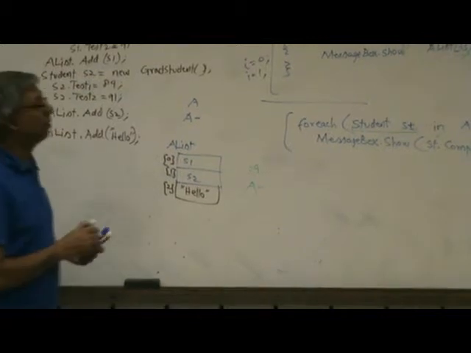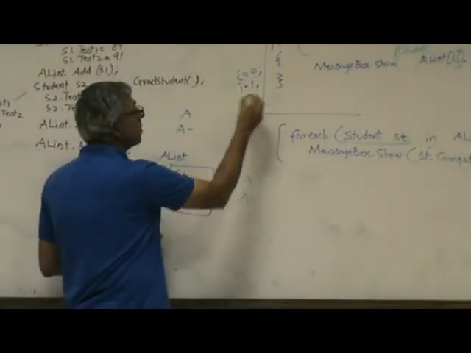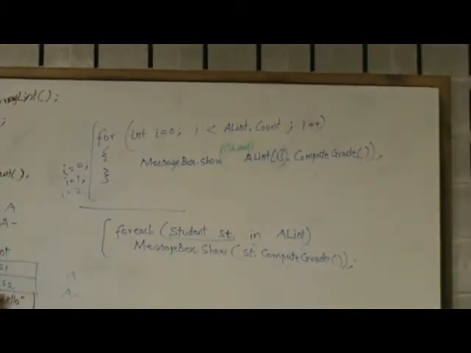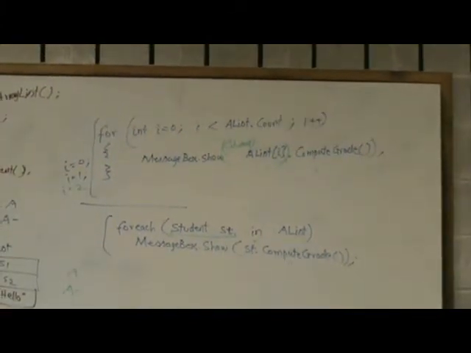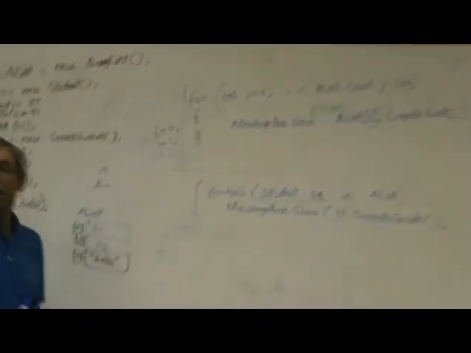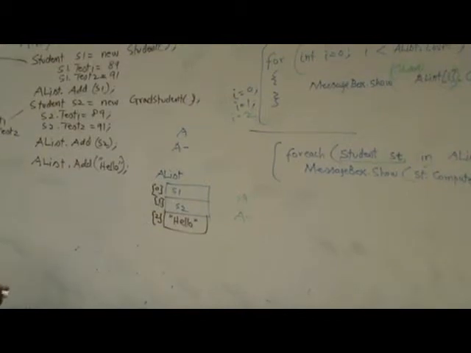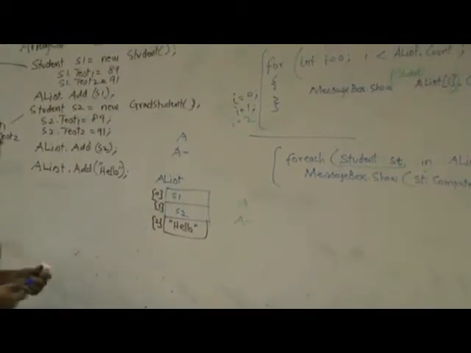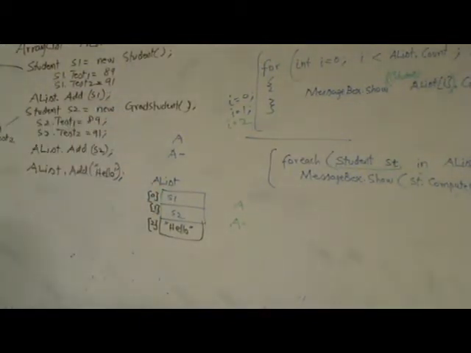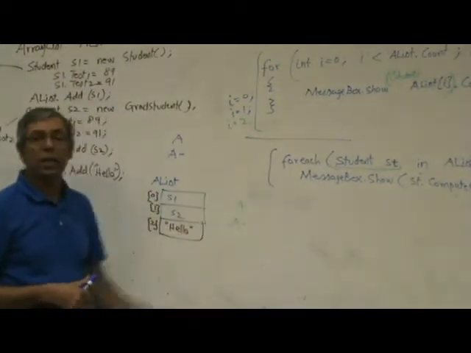Third time through the loop, when I becomes 2, A list of 2 is what? Can we typecast it to a student? No. So what will happen? A runtime error will occur, so your program will crash after it goes third time through the loop. Okay, let's go to this scenario over here.